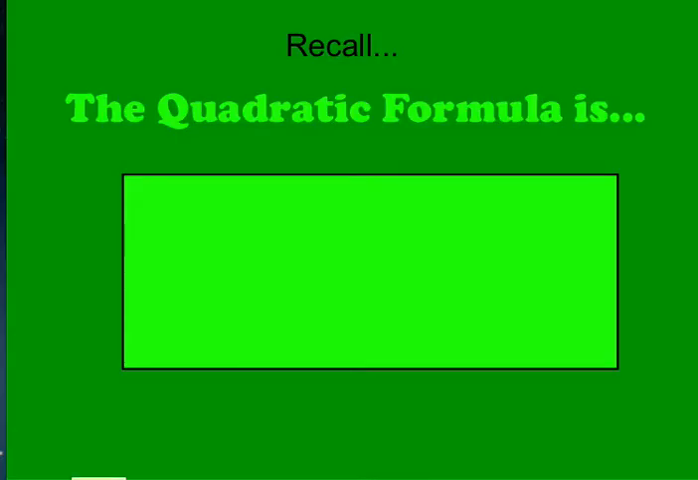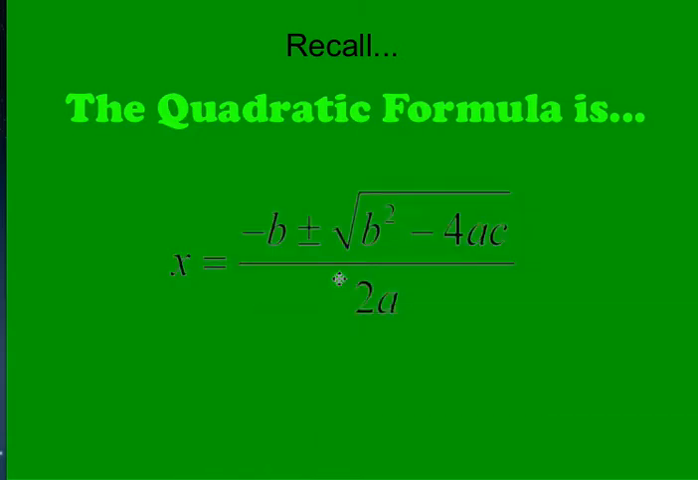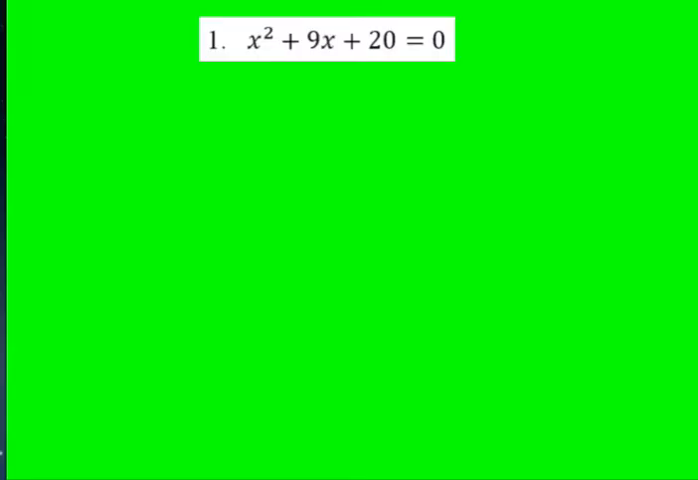So first of all, let's go ahead and write what the quadratic formula is. The quadratic formula is x is equal to the opposite of b, plus or minus the square root of b squared minus 4ac, over 2 times a. So that's the formula. I want you guys to write it down because it is really important that you remember that quadratic formula. So let's go ahead and take a look at number 1.